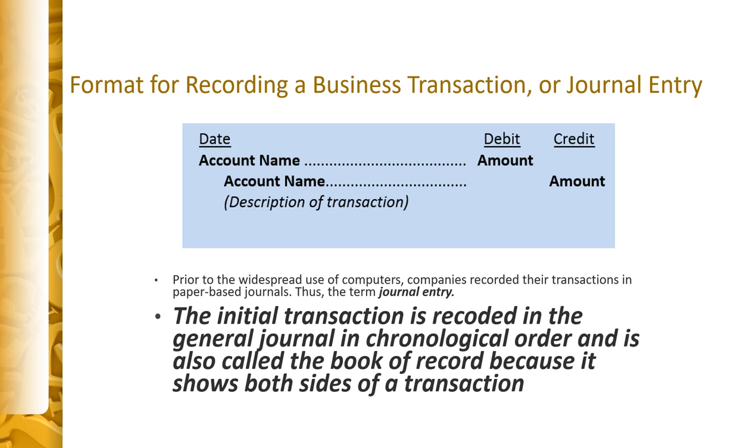Okay, so remember, the initial transaction is recorded in the general journal. That should be recorded, not recoded. Let me fix that right now. Okay, I fixed that. The initial transaction is recorded in the general journal, again in chronological order, and is also called the book of record because it shows both sides of the transaction, which is what I just said.